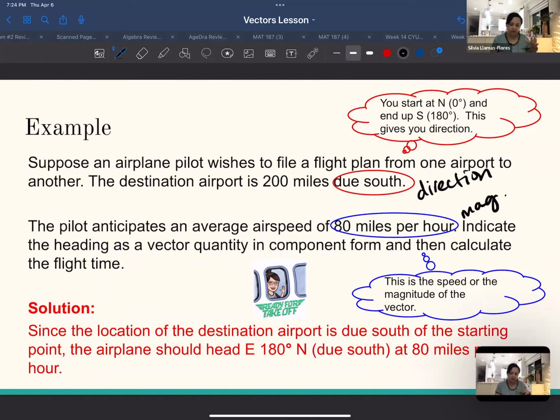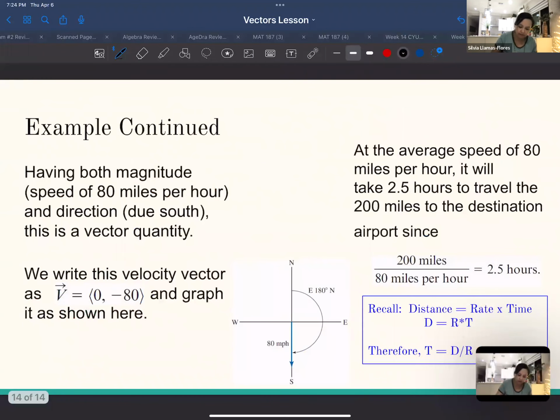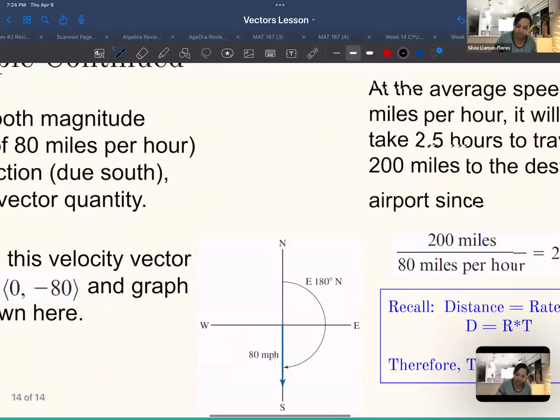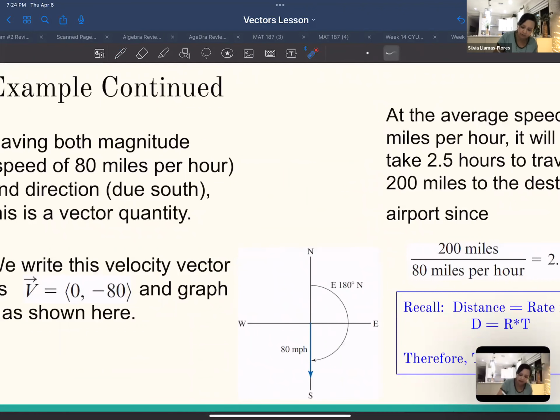Since the location of the destination airport is due south of the starting point, the airplane should be heading 180 degrees from north, due south, at 80 miles an hour. So what does that look like? Take a look. We can see here that if it's going south, it's going this direction. And this is going at 80 miles an hour. That's why we have the speed there, or the magnitude. And again, we always start from north and we go this way. And since we're going south, we go all the way down.